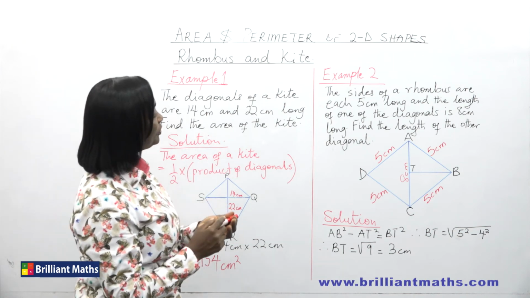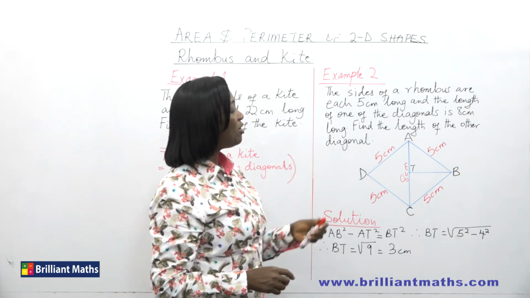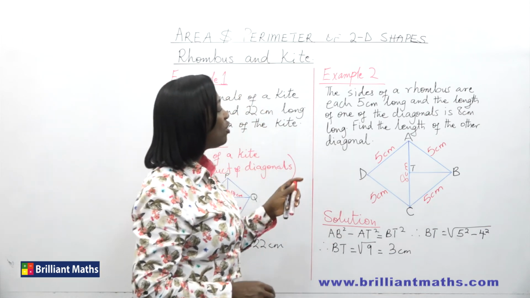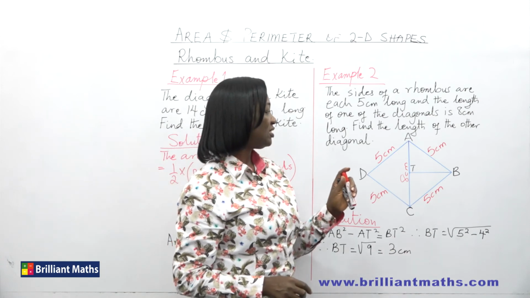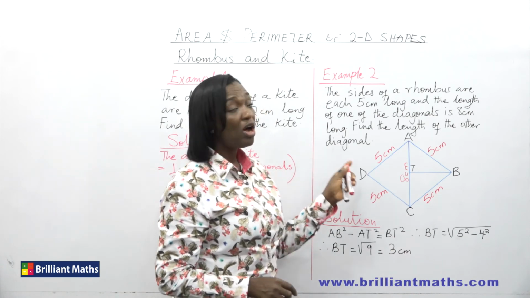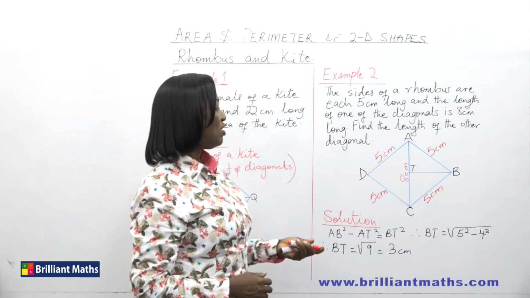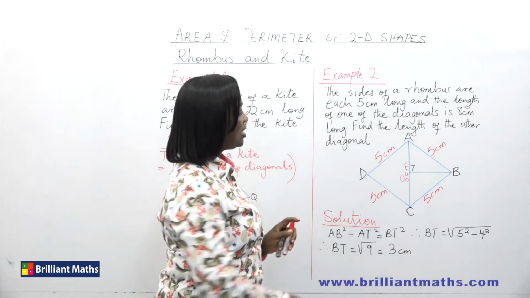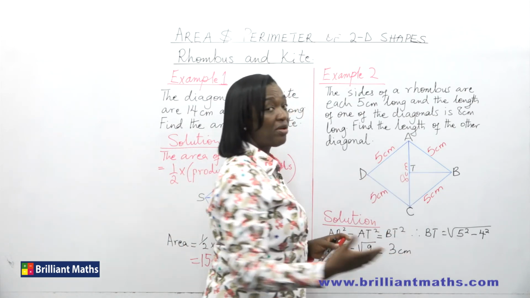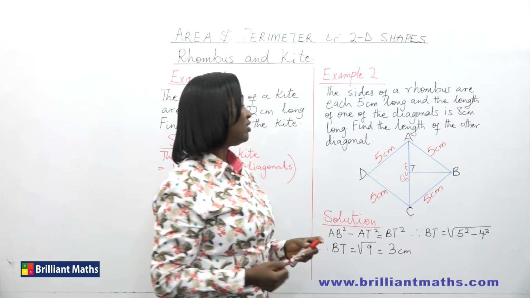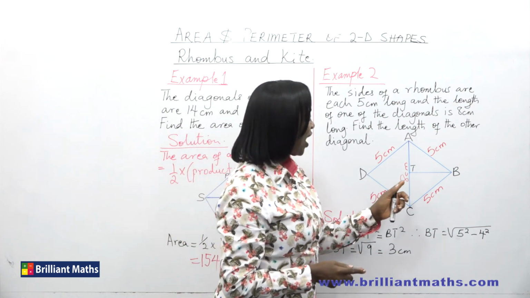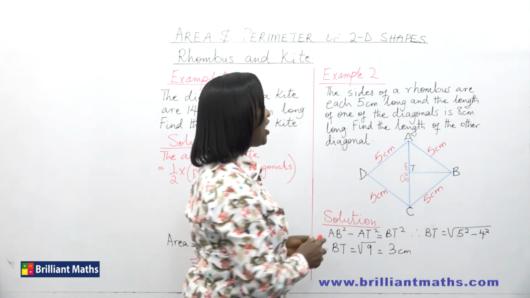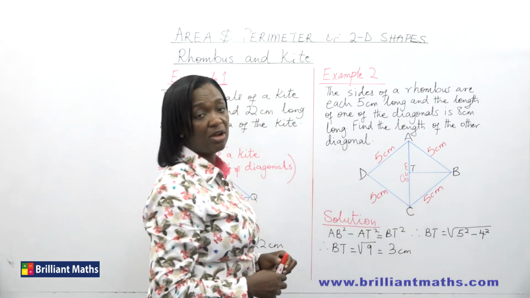In example 2, the sides of a rhombus are each 5 centimeters long, and the length of one of the diagonals is 8 centimeters. Find the length of the other diagonal. All right? We've sketched the rhombus. The sides are 5 centimeters. Remember that the rhombus is a square pushed over. We have one diagonal, which is 8 centimeters, and we're supposed to find the length of the other diagonal.